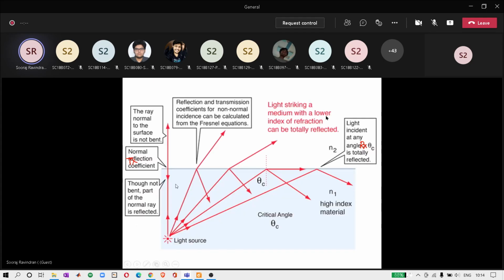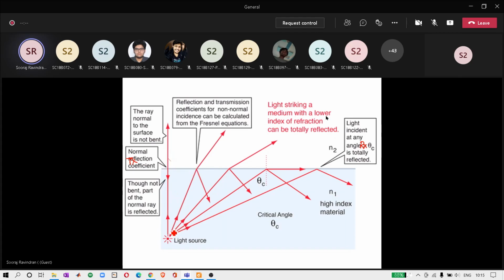So this figure, I took it from Wikipedia. It just represents what I have just explained so far. If you have a normal ray, let's say that this is a light source, then you would see that a part of the ray is getting reflected, but most of it would be getting transmitted. This is called normal incidence. There is no bending because it is 90 degrees with respect to the interface.